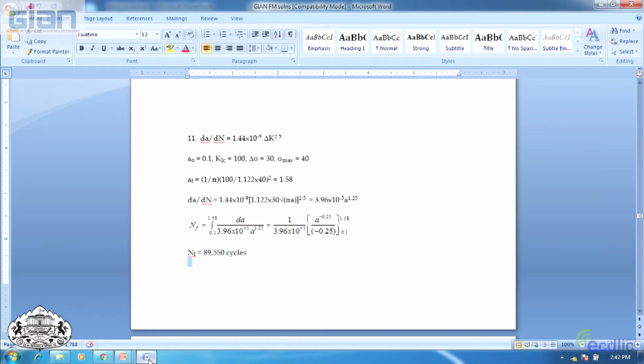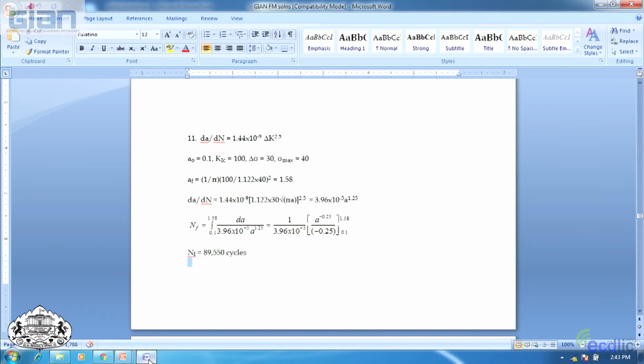Maximum stress of 40. Now, since F is a constant, you don't need to put in the iteration like we did. You can just go straight off and calculate a critical defect size, which I got 1.58, and then put da/dN as the coefficient out front, times the delta K, the delta stress, and then square root of pi a to the 2.5. Now, everything in there can be calculated except for the crack size, which remains the unknown, or the variable.